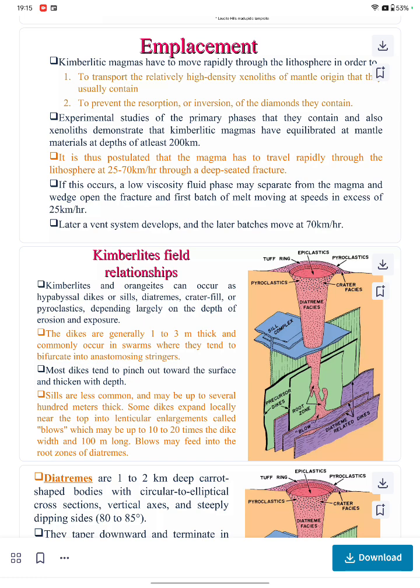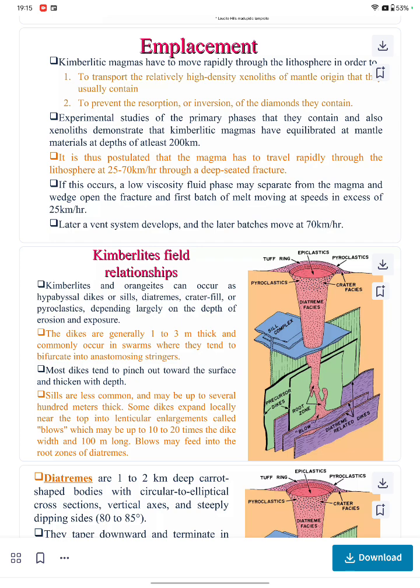If this occurs, a low viscosity fluid phase may separate from the magma wedge and open the fracture. The first batch of melt moves at speeds in excess of 25 km per hour. Later, a vent system develops and the later batches move at 70 km per hour. So that is kimberlite field relations and placement, and at what speed it goes.